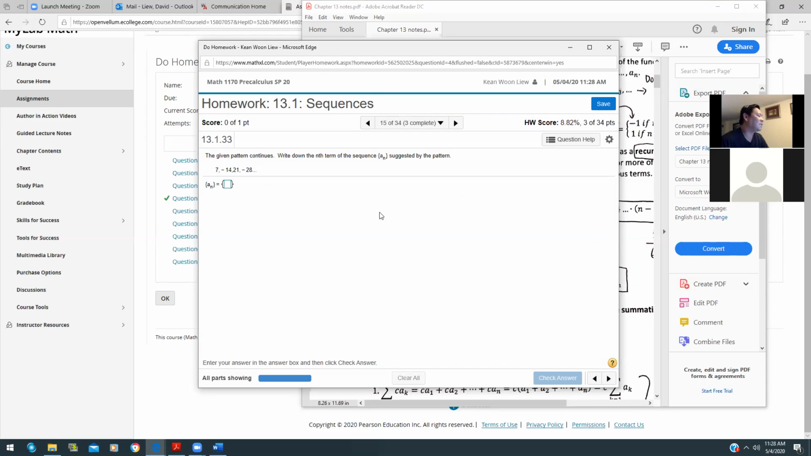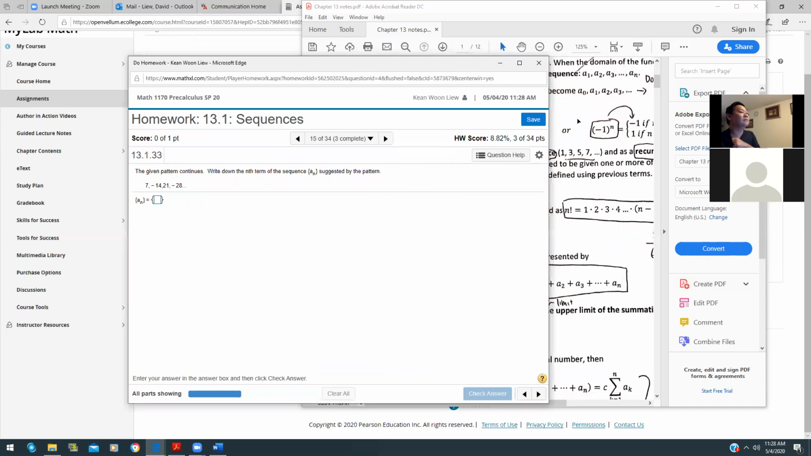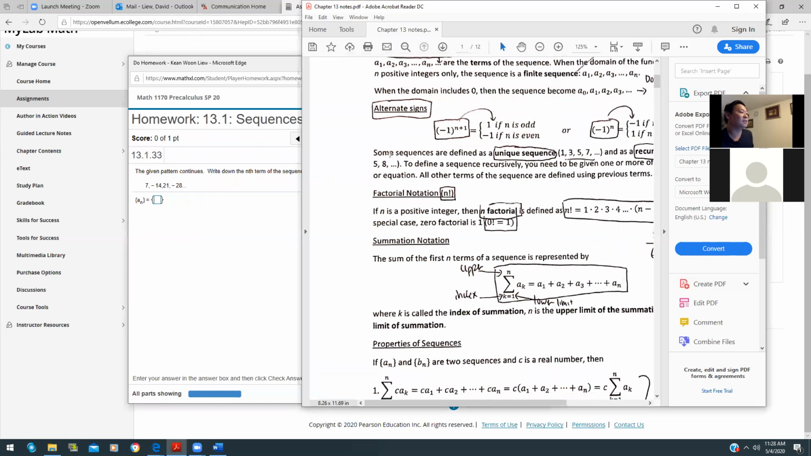Can someone figure out what this is going to be? First is the alternating sign. So what sign should we use for this one? The first one or the second one for this question?